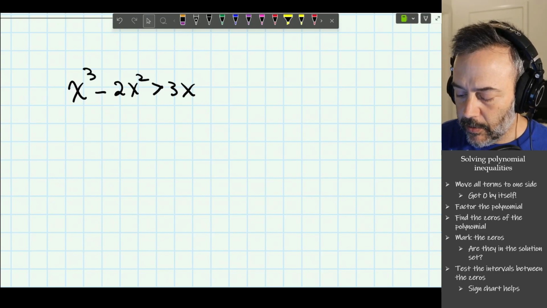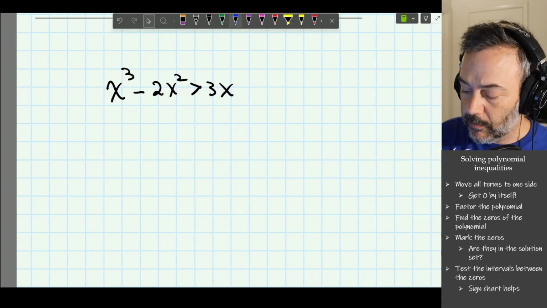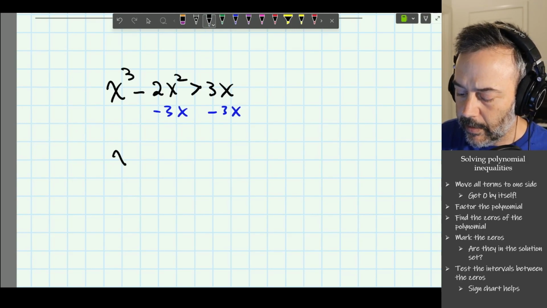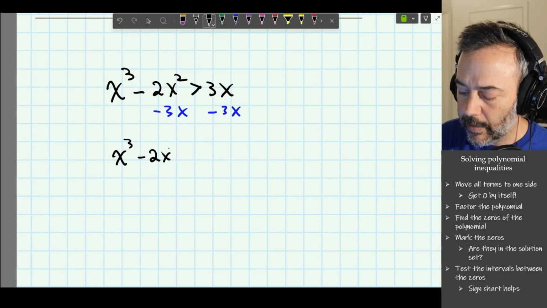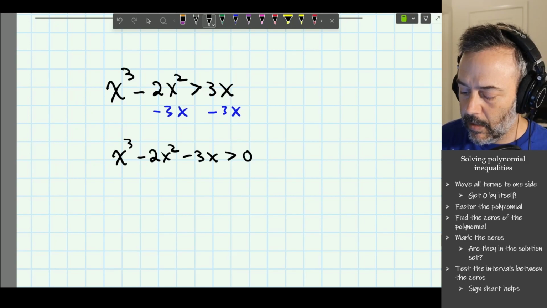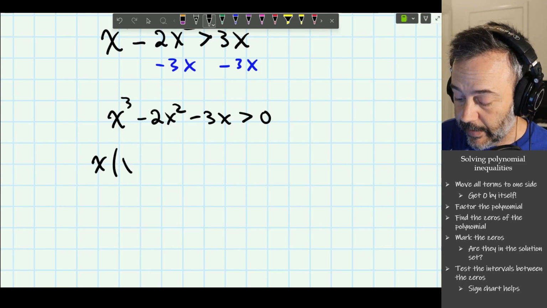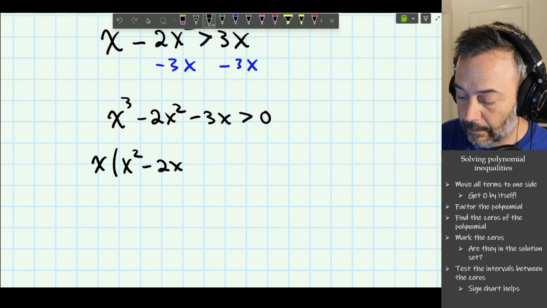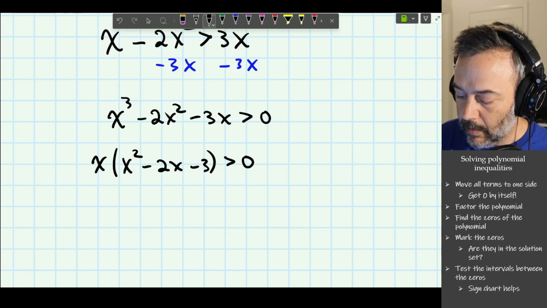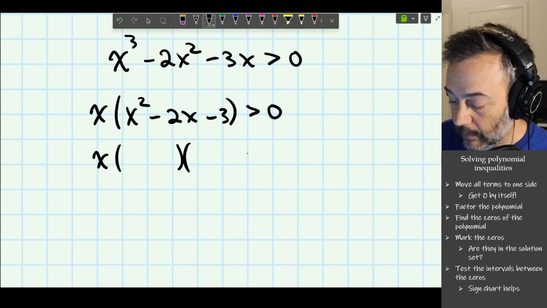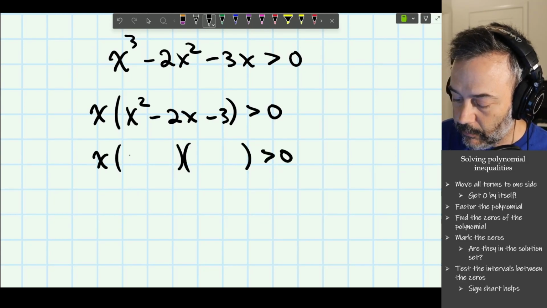Okay, let's do it. So we need to get all the terms to one side. So let's subtract 3x from both sides. And I get x cubed minus 2x squared minus 3x is greater than 0. Now I want to factor the left-hand side. There's a common factor of x in all the terms. And that is a factorable quadratic. And it will be x times (x minus 3) times (x plus 1).